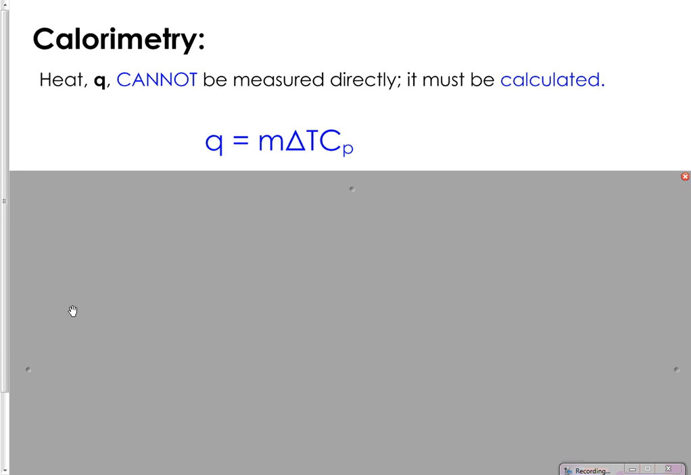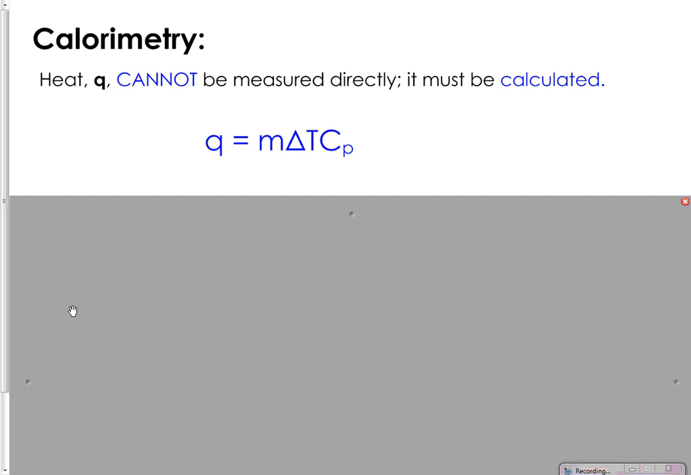We already know some variables here, but I'm just going to have you write this formula down. The big formula you need to remember is that Q, heat, is equal to m, which is mass, times the delta T, or change in temperature, times a quantity we call C sub P, which I'll explain to you what that is in just a moment.